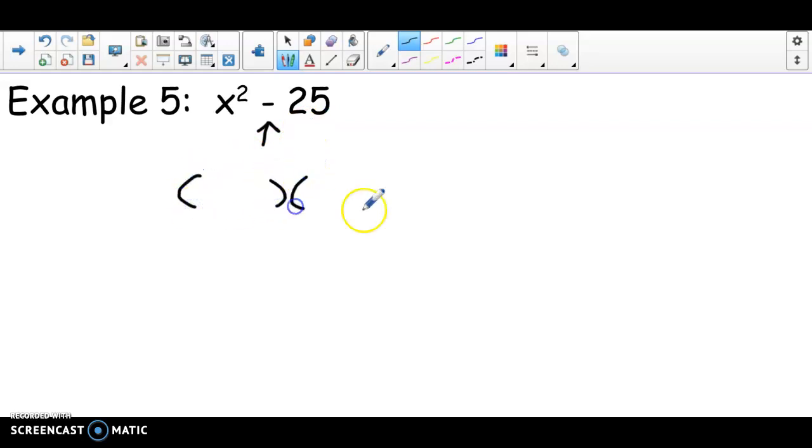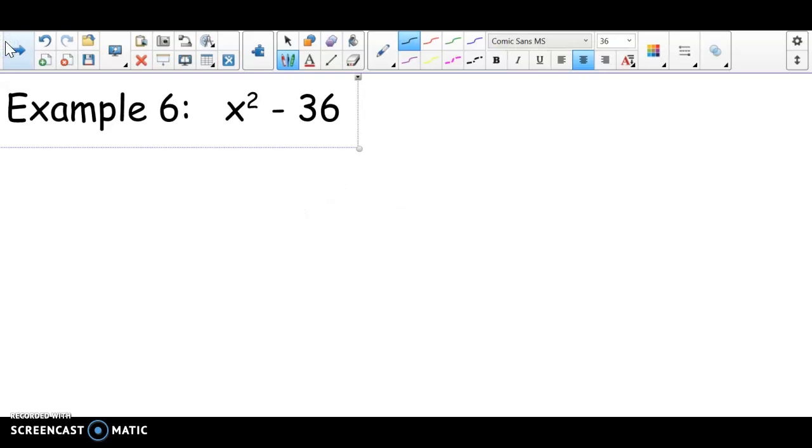So I put down two sets of parentheses. One will be plus, one will be minus. Square root of x squared is x. Square root of 25 is 5. And now it is factored. If this were a plus sign, you wouldn't be able to do it. So it always has to be the difference of two perfect squares.